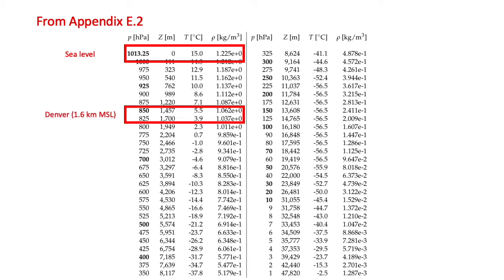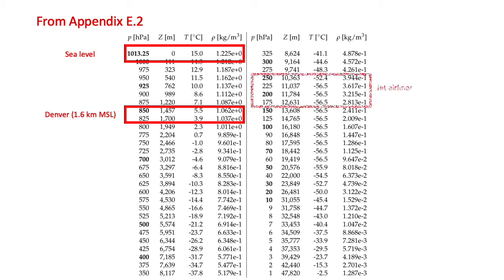Denver is not at sea level. Denver is known as the mile-high city, and so it's about 1.6 kilometers above sea level. So if you look in the table and find a couple of levels which bracket 1.6 kilometers, it turns out that the pressure in Denver is going to be somewhere between 825 and 850 hectopascals, and the density will be correspondingly less. It's about 1 kilogram per meter cubed instead of 1.25 kilograms per meter cubed. And the temperature in the standard case would be between 4 and 5.5 degrees Celsius. Of course, we know that Denver's actual temperature varies quite a bit more than that from not only season to season, but even day to day.